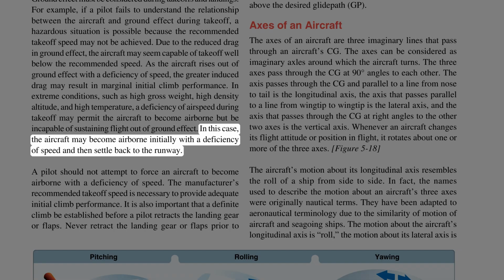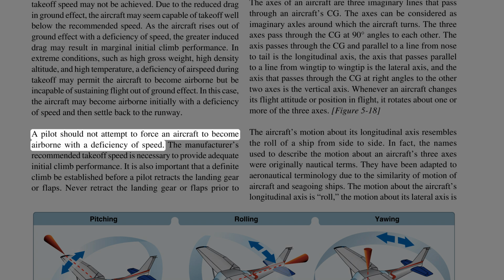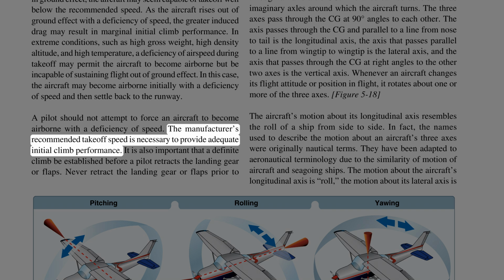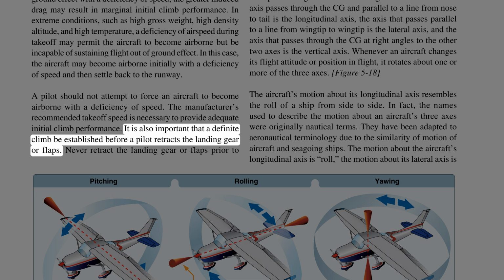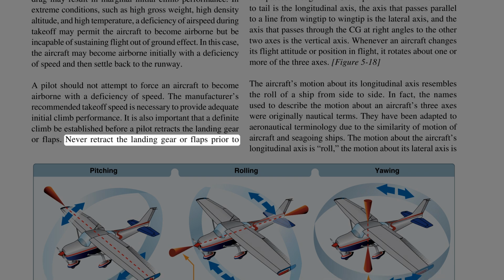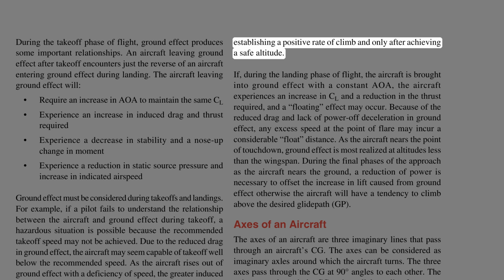In this case, the aircraft may become airborne initially with a deficiency of speed and then settle back to the runway. A pilot should not attempt to force an aircraft to become airborne with a deficiency of speed. The manufacturer's recommended takeoff speed is necessary to provide adequate initial climb performance. It is also important that a definite climb be established before a pilot retracts the landing gear or flaps. Never retract the landing gear or flaps prior to establishing a positive rate of climb and only after achieving a safe altitude.